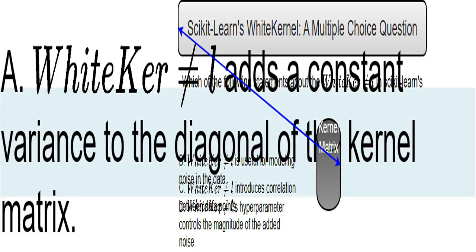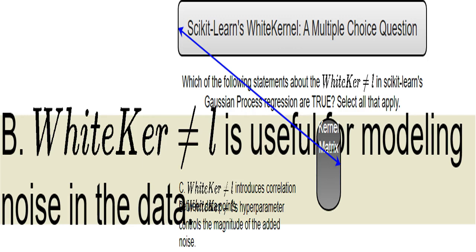This statement is true. The WhiteKernel adds a constant value to the diagonal elements of the kernel matrix. Think of it like adding a consistent amount of noise to each data point independently. This statement is also true. Because it adds noise to the diagonal of the kernel matrix, WhiteKernel helps to account for inherent uncertainty or random variations present in the data.